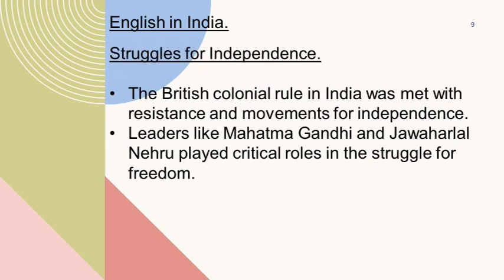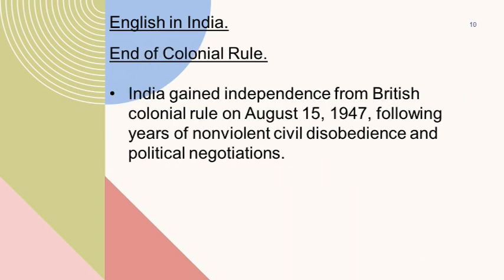Struggles for independence. The British colonial rule in India was met with resistance and movements for independence. Leaders like Mahatma Gandhi and Jawaharlal Nehru played critical roles in the struggle for freedom. End of colonial rule. India gained independence from British colonial rule on 15 August 1947, following years of non-violent civil disobedience and political negotiations.